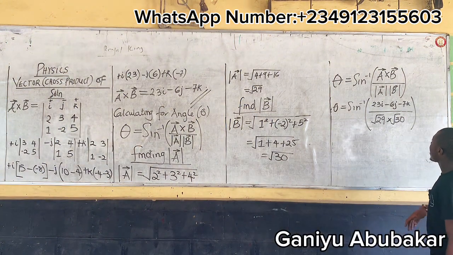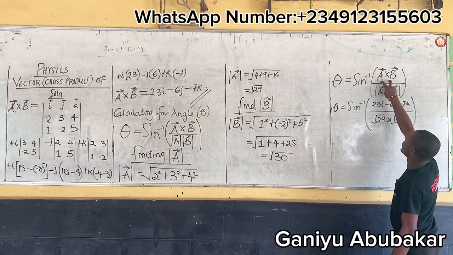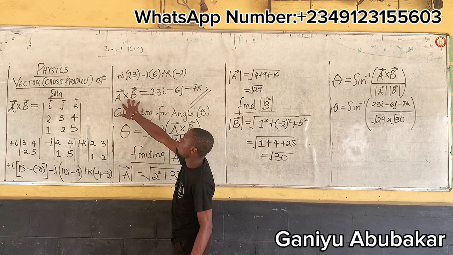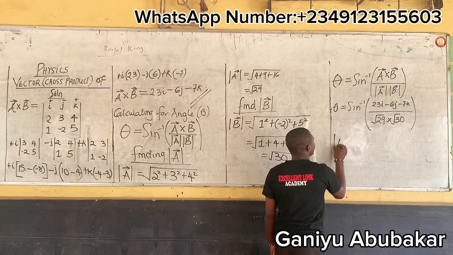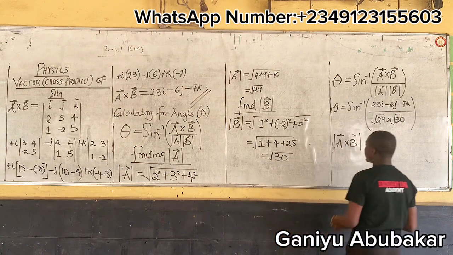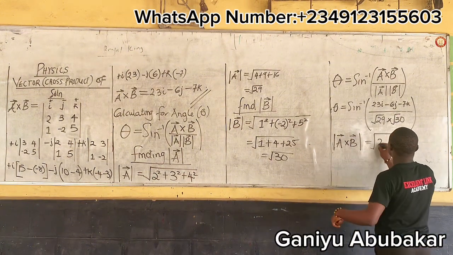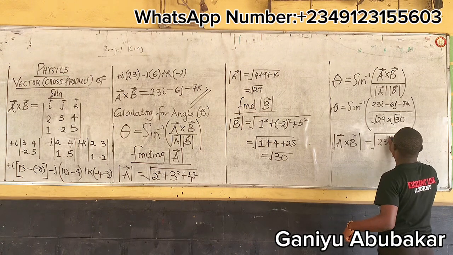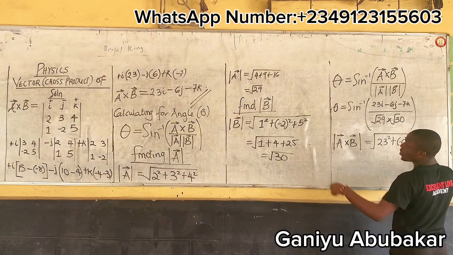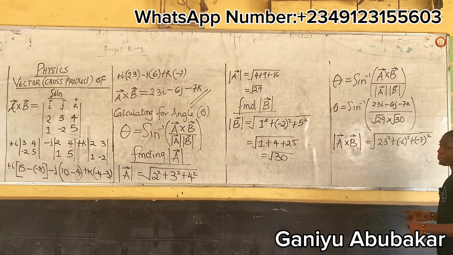All right, so here's the concept. At this point I've gotten the magnitude of A and B. Let's also get the magnitude of this one, because the answer was this, right? So I should go ahead and get the magnitude of this vector. The magnitude of A cross B will be the square root of 23 squared plus minus 6 squared plus minus 7, all squared.